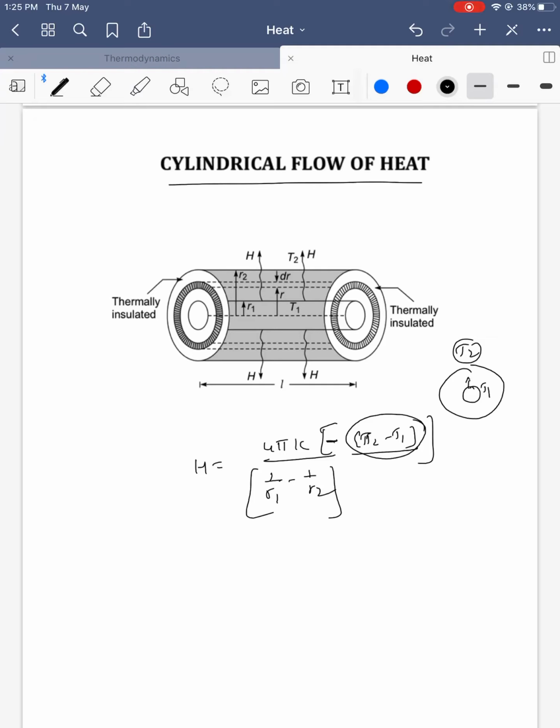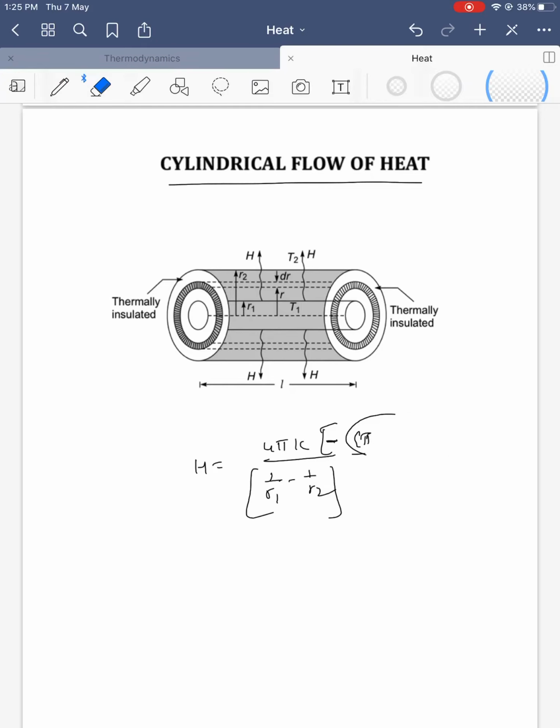You can add it in your notes. The minus sign is just to indicate the direction, and it indicates the direction of heat flow.